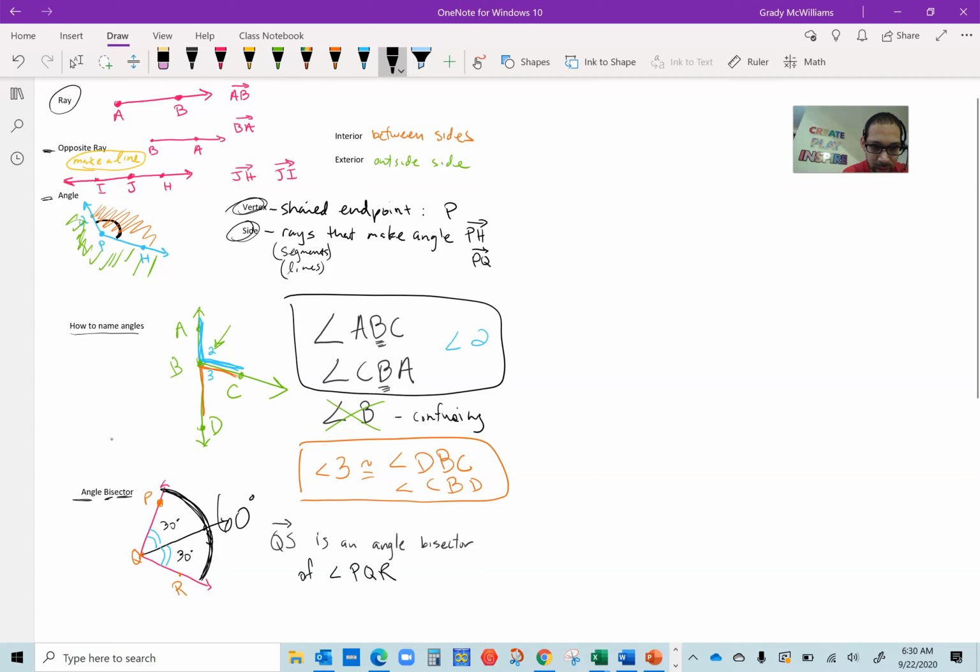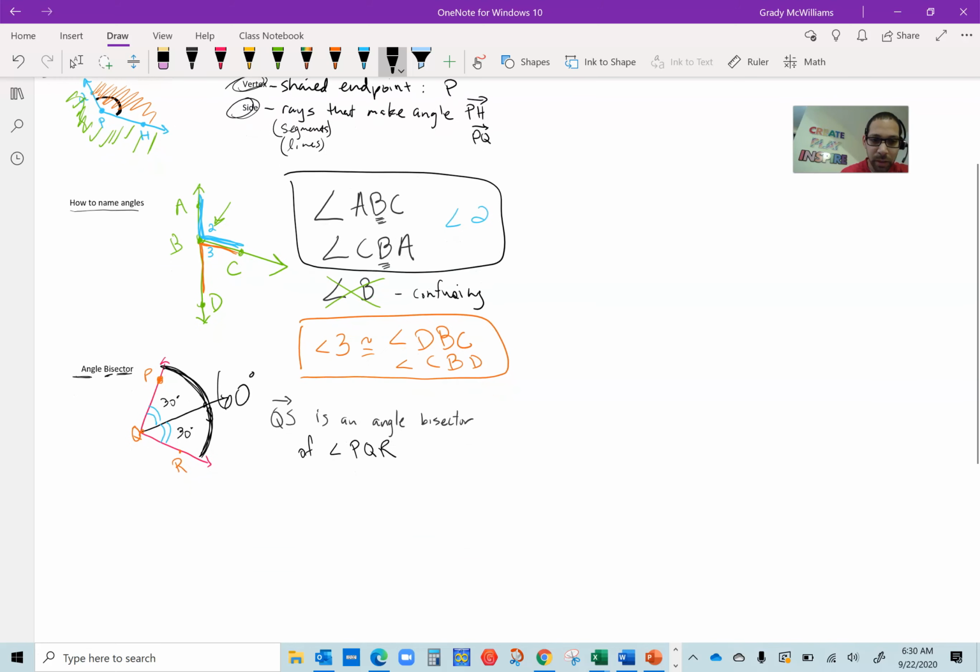And then the angle bisector is the segment or line or ray that splits an angle right down the middle. Okay, and I didn't write the definition there, but it splits the angle in half or down the middle. That thing is called, not a segment, an angle bisector. Okay, that's all I have for you.